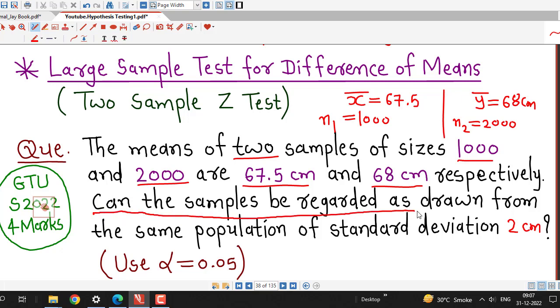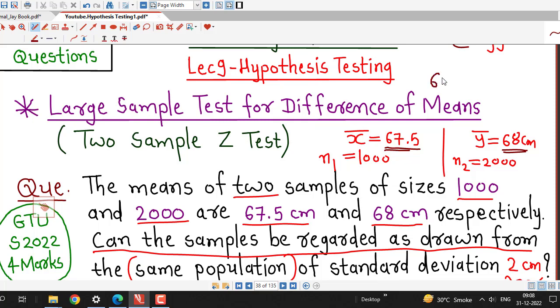Can the samples be regarded as drawn from the same population of standard deviation 2 cm? So the question is, can we regard this sample as drawn from the same population whose standard deviation is 2 cm? So here we have to answer this question. You can see two sample means are 67.5 cm and 68 cm. So we can see they are nearly equal. These two values 67.5 and 68 are nearly equal.